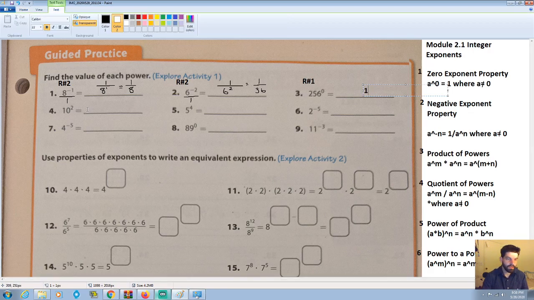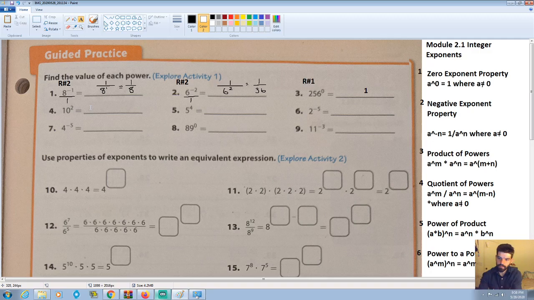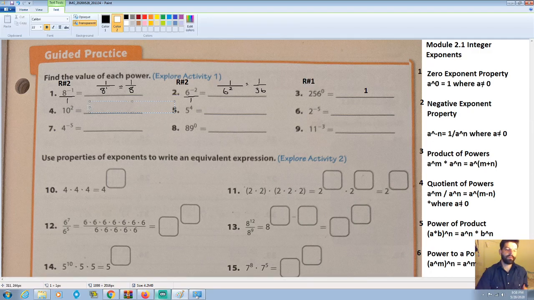Number 4 here doesn't follow any certain rule that I have listed, but remember, when we represent any number taken to an exponent, that exponent tells us how many times we multiply it by itself. So we have 10 times 10, which is going to be equal to 100.